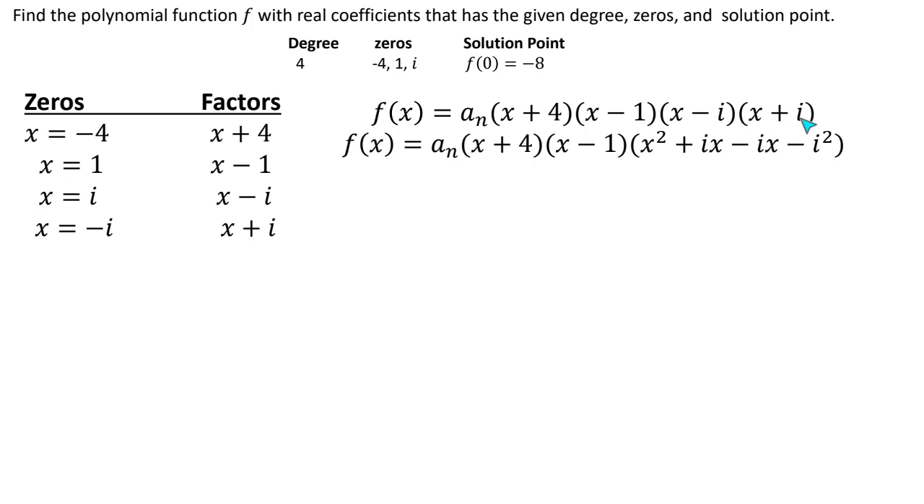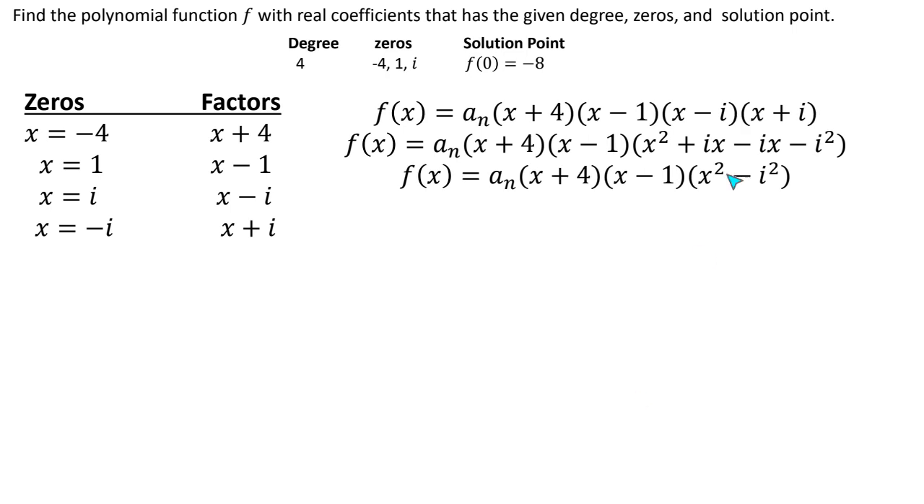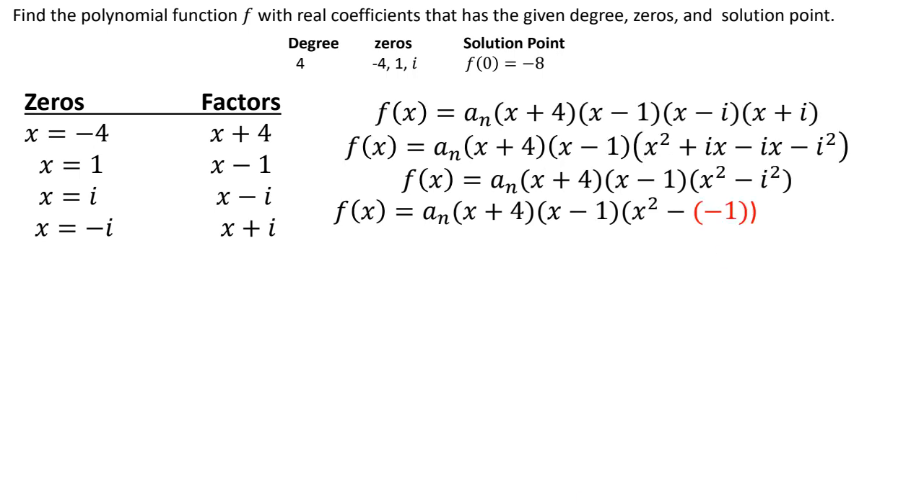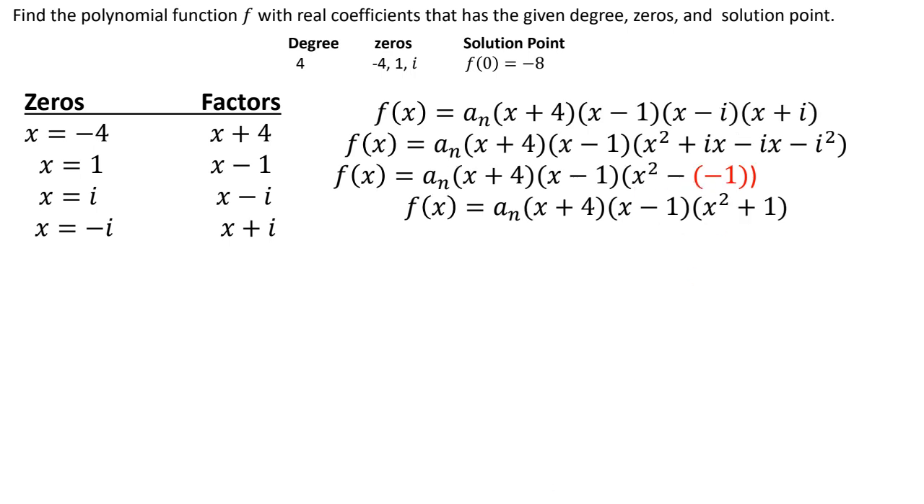We can simplify a little bit. So my ix and negative ix is 0. And so that leaves me with x squared minus i squared. And i squared is -1. So I end up with x squared minus -1. Simplify it out, and we get x squared plus 1.